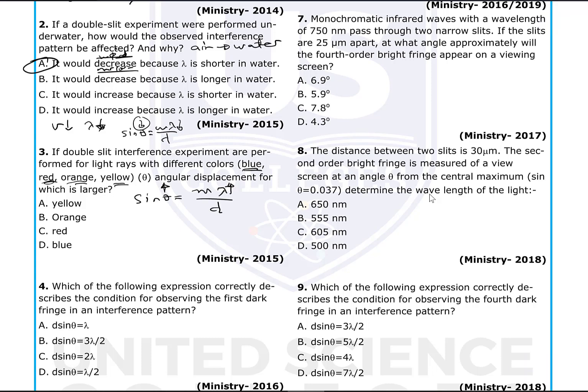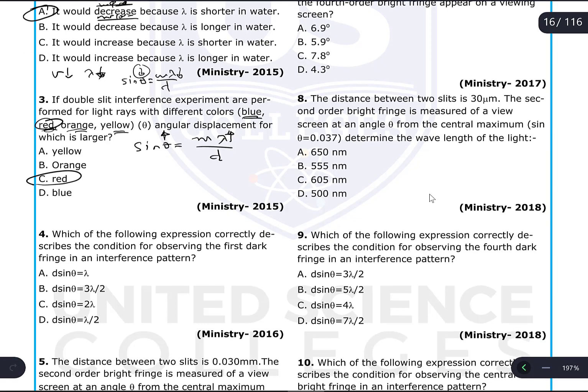Of course, we know that red has the longest wavelength among these lights: blue, red, orange, and yellow. If red has the longest wavelength, it must have the largest angular displacement. C is the correct answer.